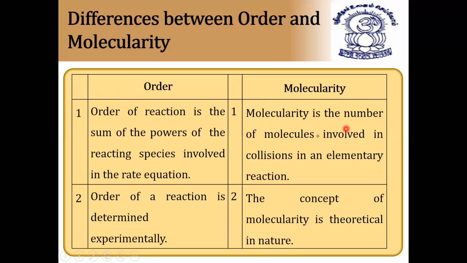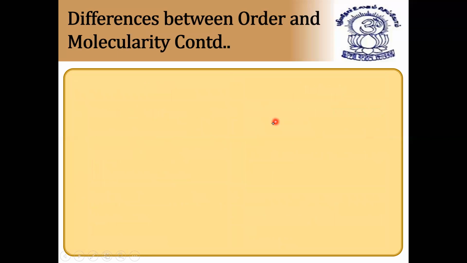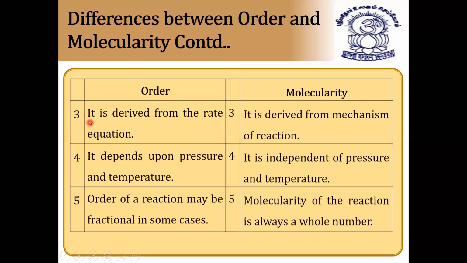Whereas molecularity is the number of molecules involved in collisions in an elementary reaction. In a basic elementary reaction, only the reactant molecules should collide with each other, then they form product molecules. So the order of reaction is determined experimentally, and the concept of molecularity is theoretical in nature, as we already know. Next, order is derived from the rate equation, and molecularity is derived from the mechanism of the reaction.